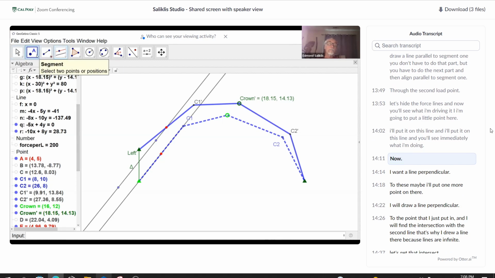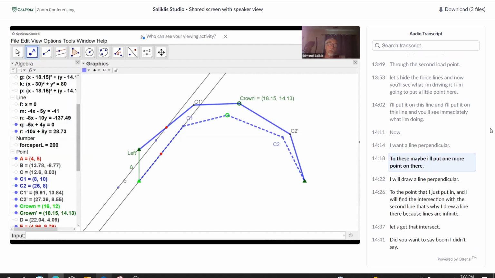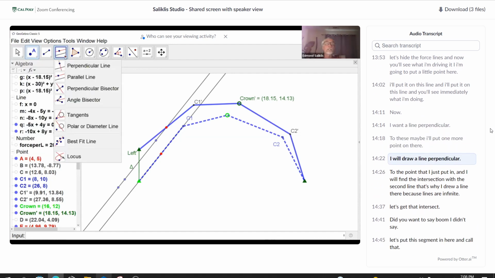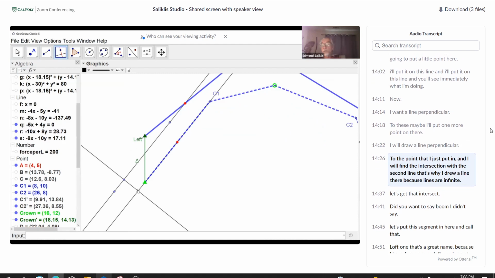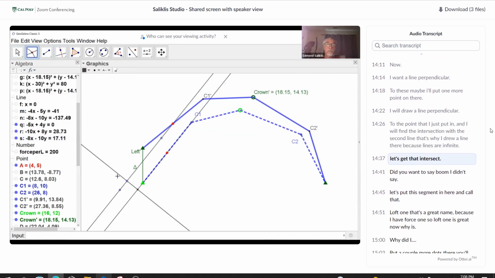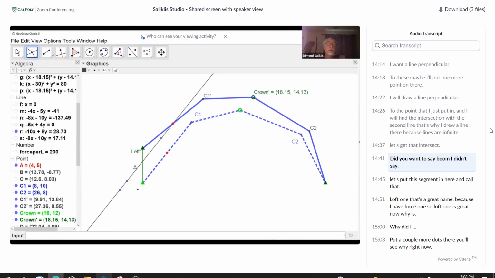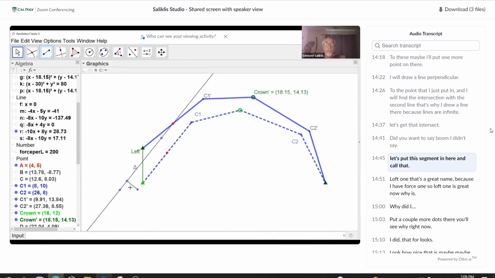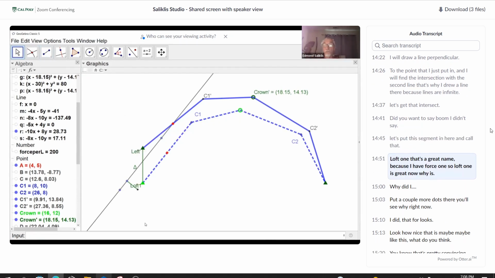Now, I want a line perpendicular to these. Maybe I'll put one more point on there. I will draw a line perpendicular to the point that I just put in, and I will find the intersection with the second line. That's why I drew a line there, because lines are infinite. Let's get that intersect. Did you want to say boom? I didn't say boom. Let's put this segment in here and call that loft one. That's a great name because I have force one. So loft one is great.